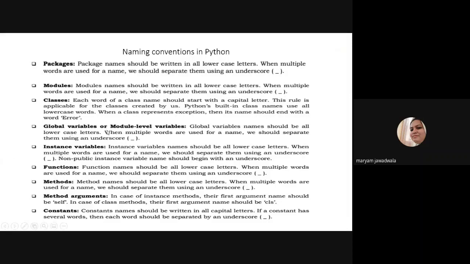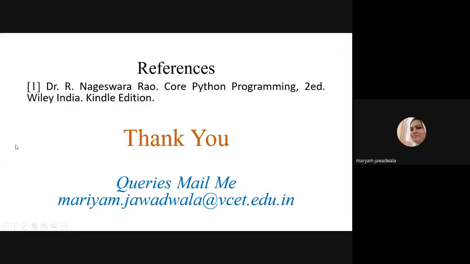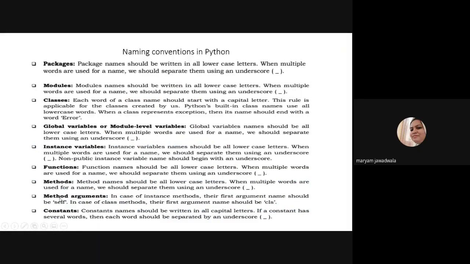Now there are global variable and module name conventions. For instance variables, suppose you want to write an instance variable, then what conventions do you need to follow? Then functions, if you want to create a function or method and method argument, suppose you want to give a constant. So all of you just go through these slides for naming conventions. The slides will be very helpful for you in programming in Python.